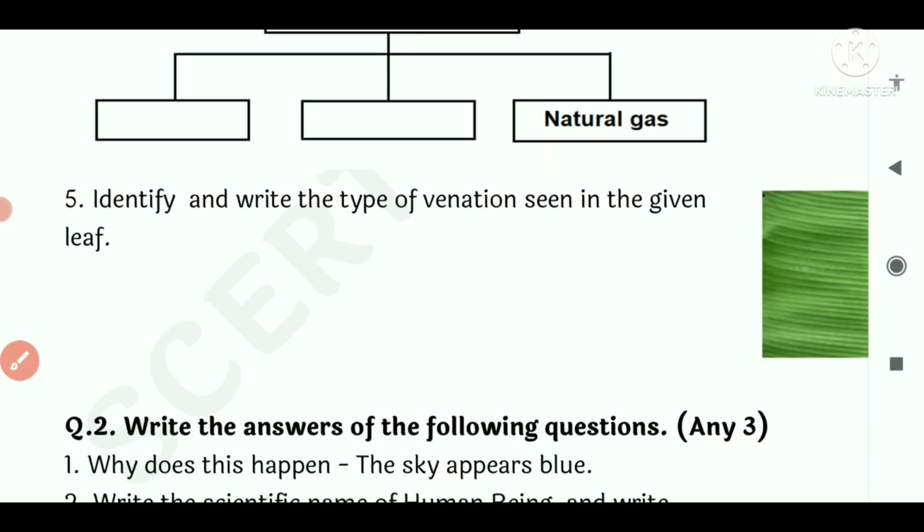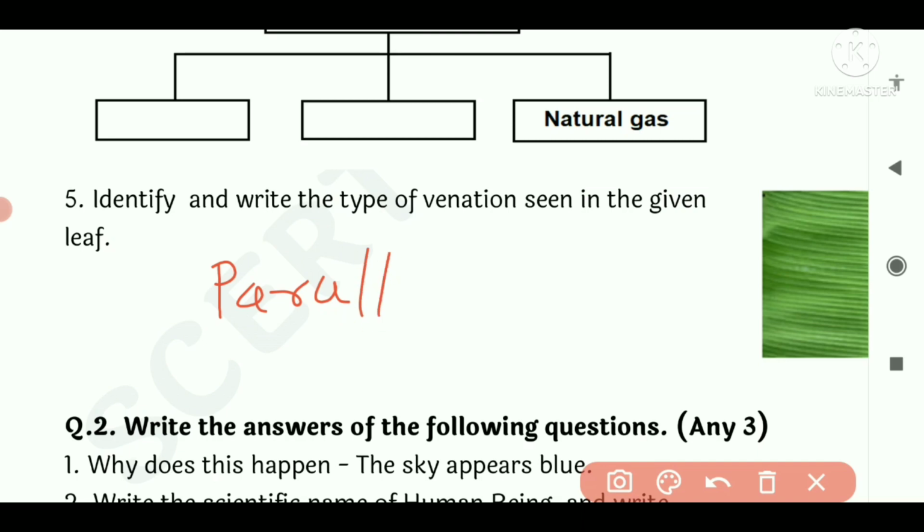Identify and write the type of venation seen in the given leaf. Parallel venation.